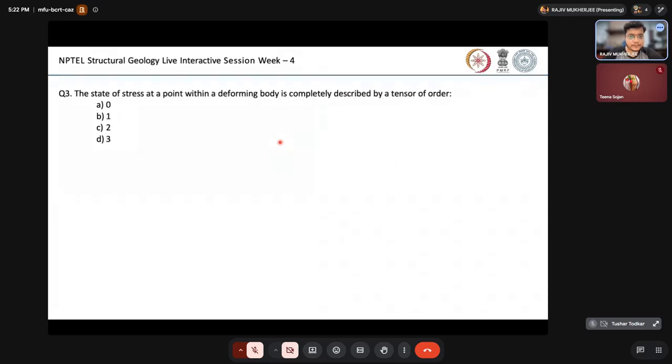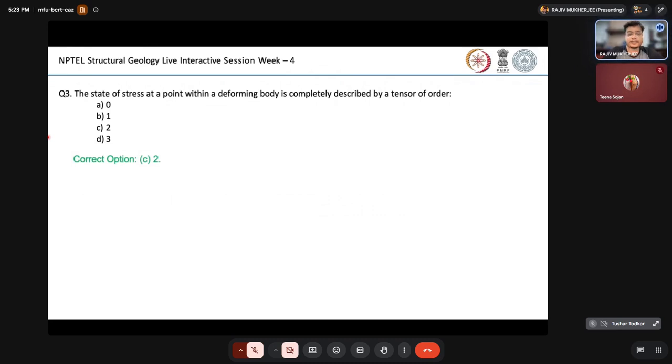Okay, so the state of stress at a point within a deforming body is completely described by a tensor of order 0, 1, 2, or 3. And this is quite easy because we already discussed this. Option C. Yes, option C is correct.